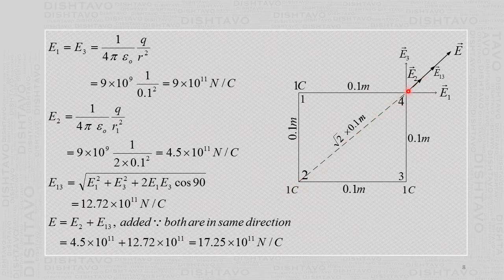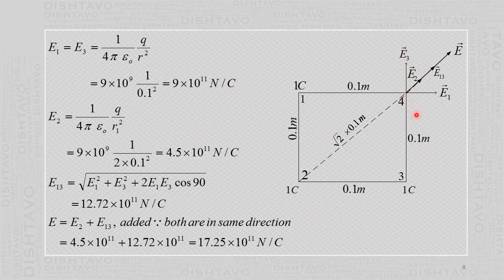See, the force acts along the line, so the electric field also acts along the line. Then a third charge, 1 coulomb, is there at the third corner. From this point, the field is directed away from that 1 coulomb. So that is vector E3. So we have three vectors here: vector E1, vector E2 and vector E3.